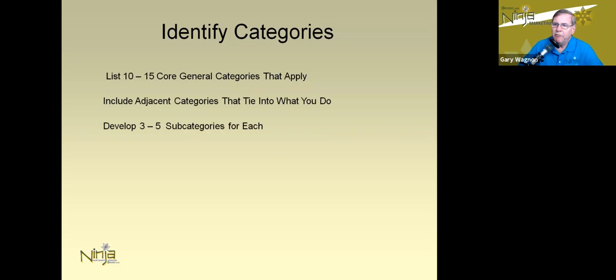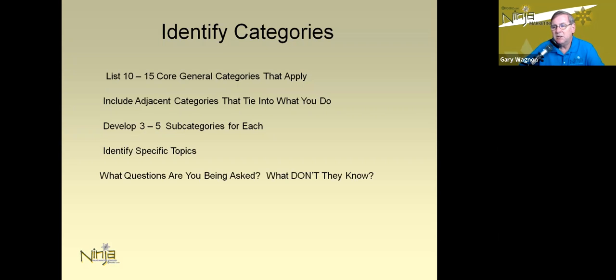Next, you want to develop 3 to 5 subcategories for each. In my case, for example, I'll take social media. Then my subcategories can be Facebook, Instagram, LinkedIn, maybe Pinterest, maybe TikTok. I'm not going to be talking a lot about that, but it's coming on and becoming a fast growing category. So you define the subcategories for each. Now you're beginning to narrow down the niche and see what you have as far as content goes. Identify specific topics that go with each of those.